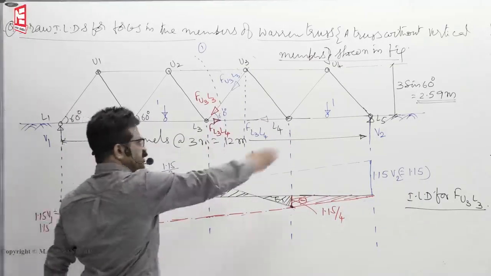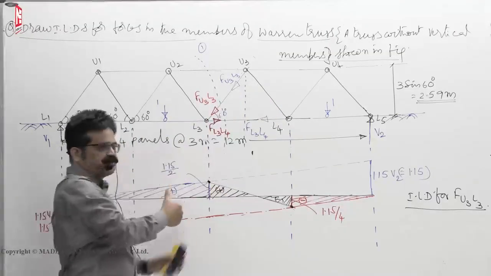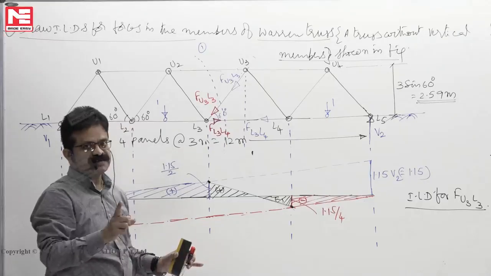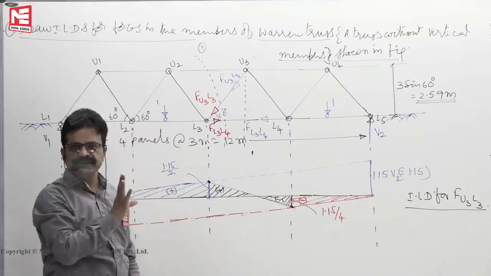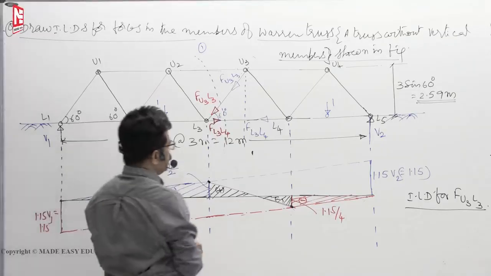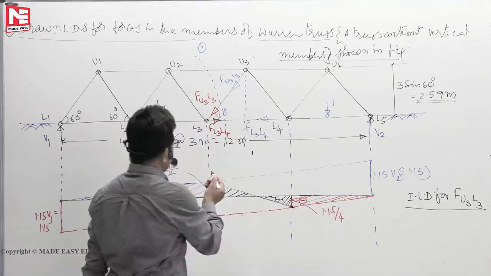In a day, 1000 times trains move, 1000 times it is pulled and pushed. So reversal of stress is for 1000 times. So accordingly, fatigue we have to take into account when designing this member. So this is the ILD for FU3 L3.